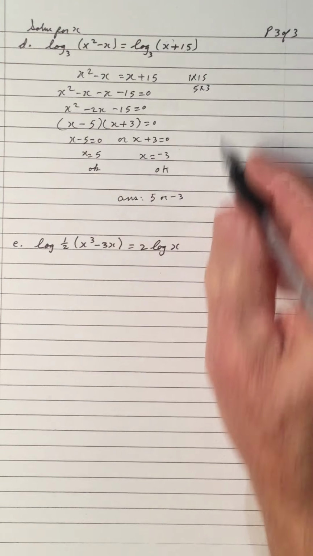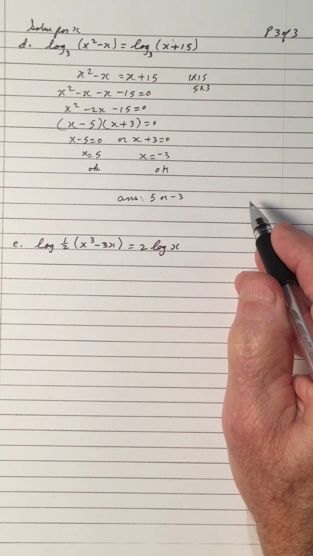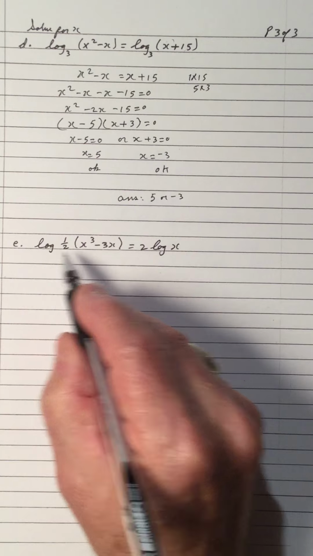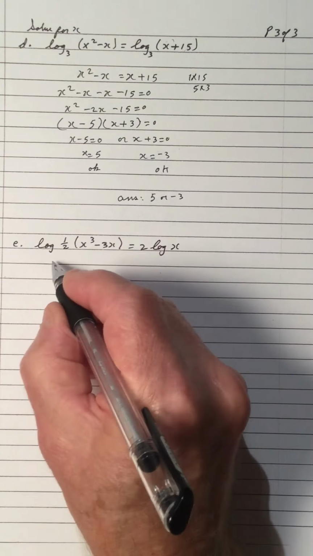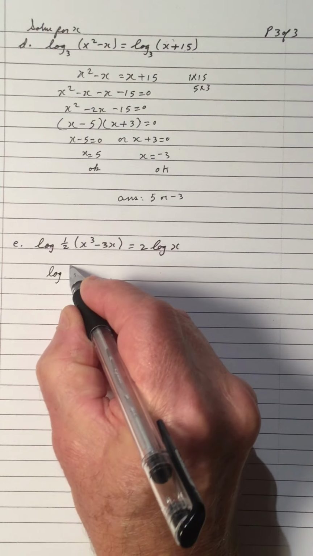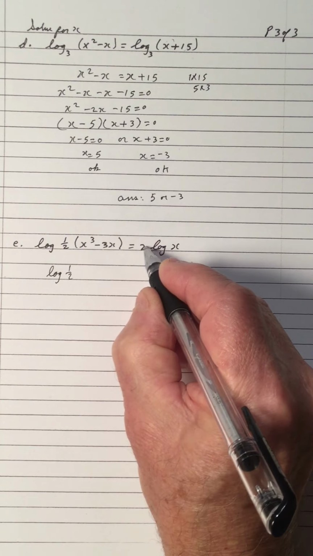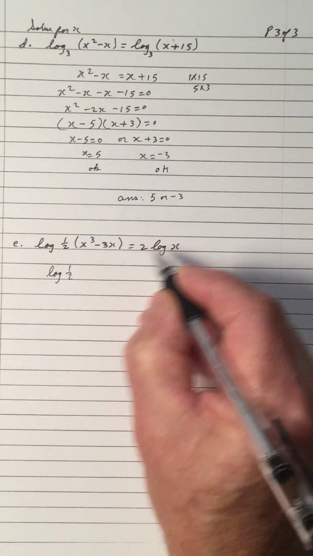E, again, we have the log on each side, and the base is 10. But before we start, we have to move this number, which is in front, to the power.